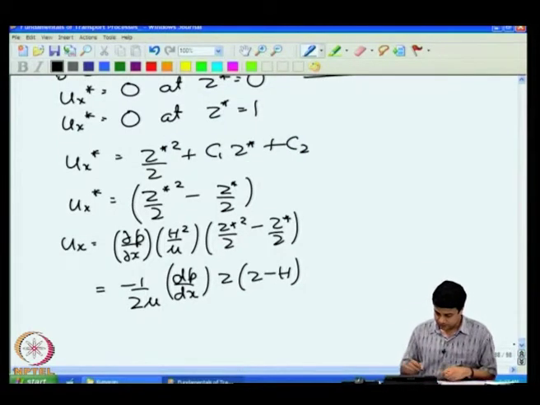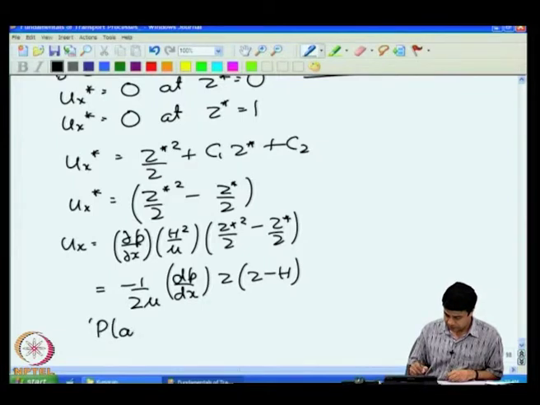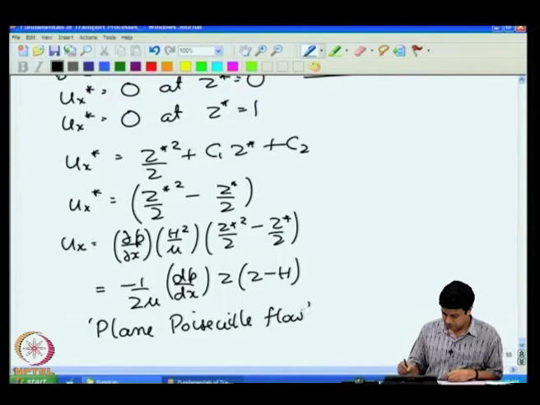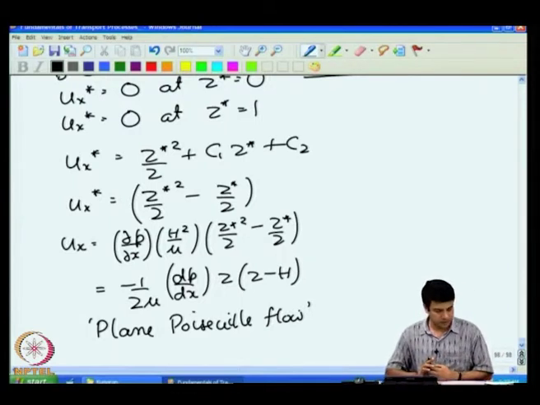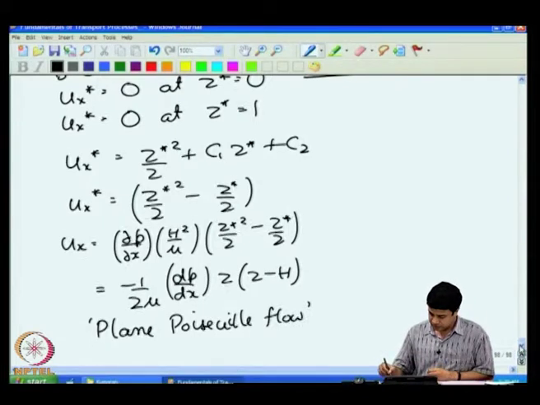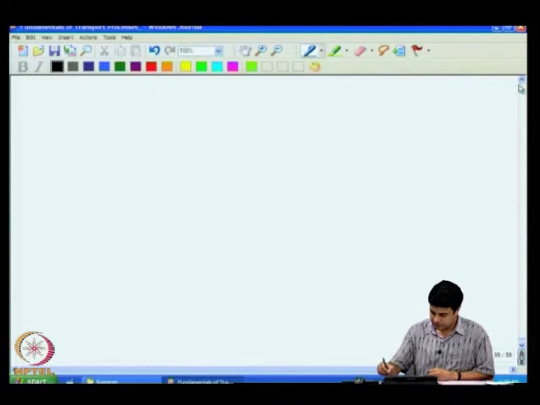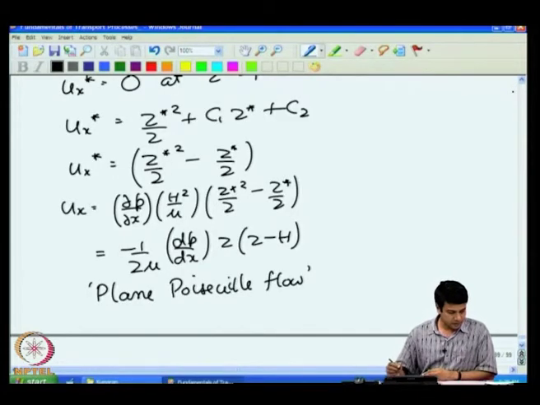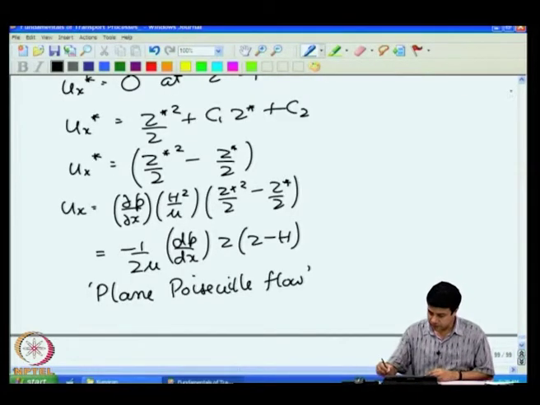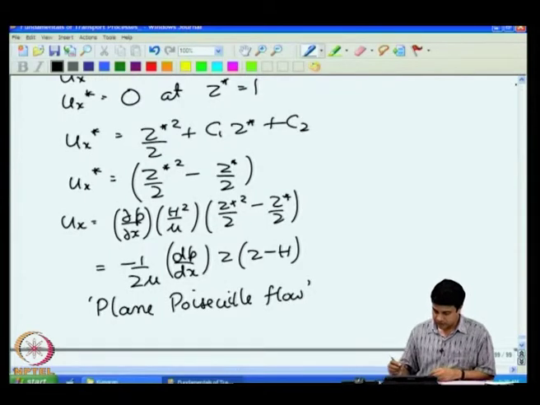It is called the plane Poiseuille flow. Okay, the parabolic profile for the flow in a channel. Okay. Now, this can also be written in terms of the mean velocity. Okay. If I take, for example, the maximum velocity at the center of the channel. Okay. So, at the center of the channel z is equal to h by 2.